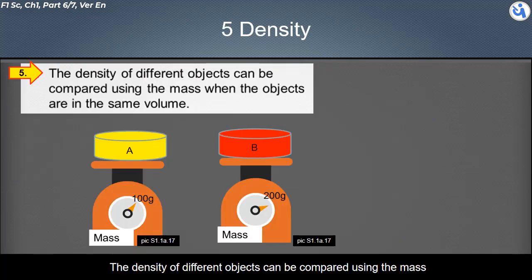The density of different objects can be compared using the mass. If the objects have the same volume, the object with higher mass will have higher density.